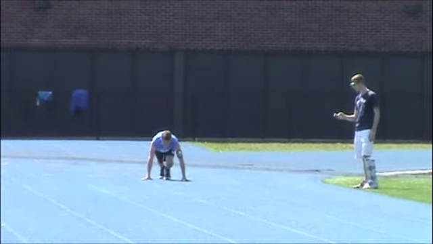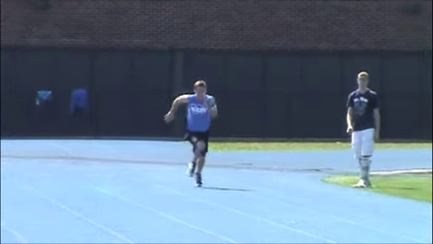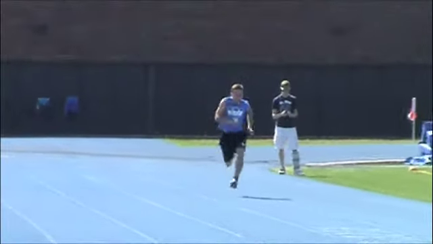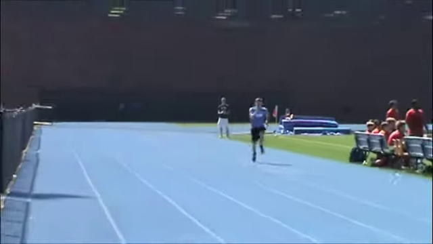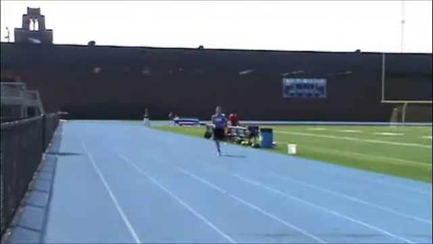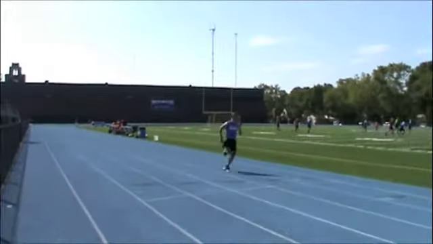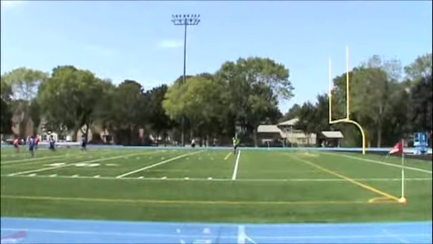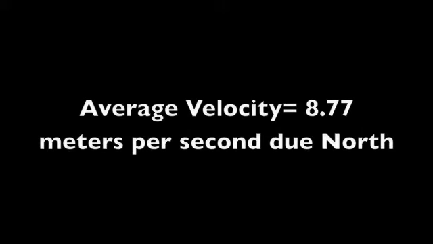We now know the speed of the runner, but what about the velocity? Speed is scalar, meaning it just has a magnitude. Velocity is a vector, meaning it not only has magnitude, but direction as well. The runner was heading north, so we can say the velocity of the runner is 8.77 meters per second due north.